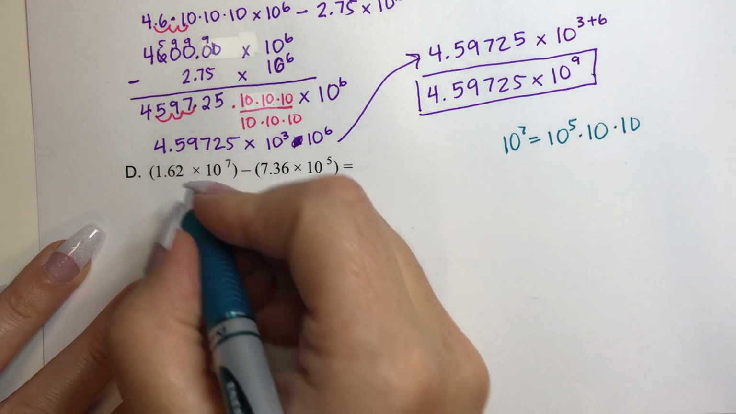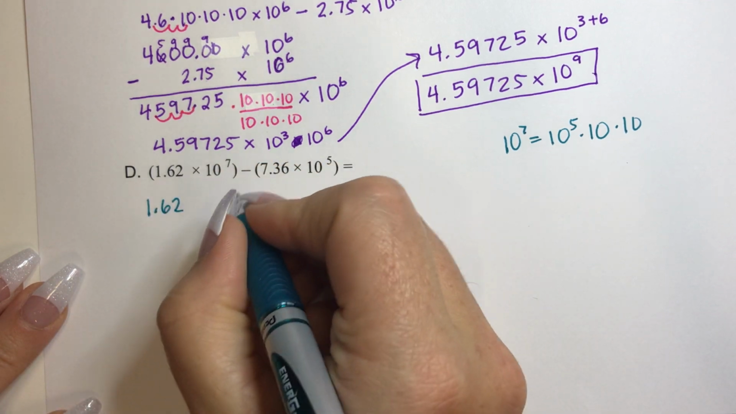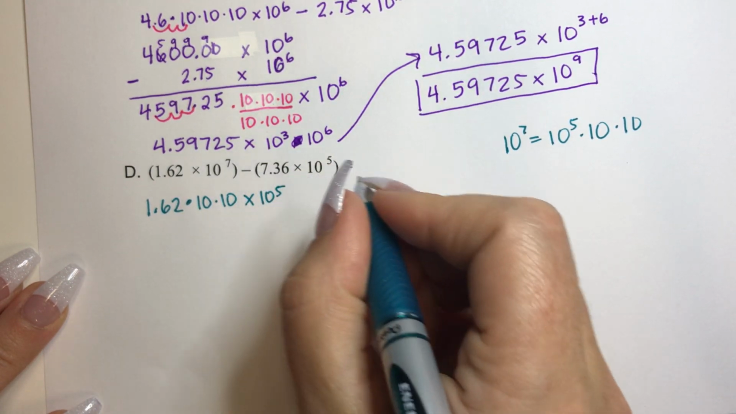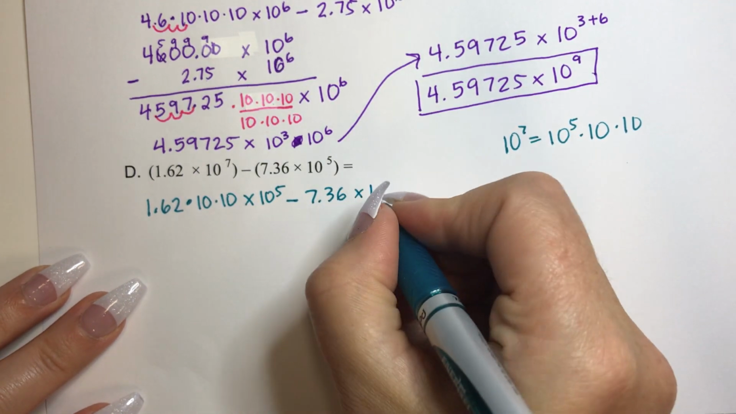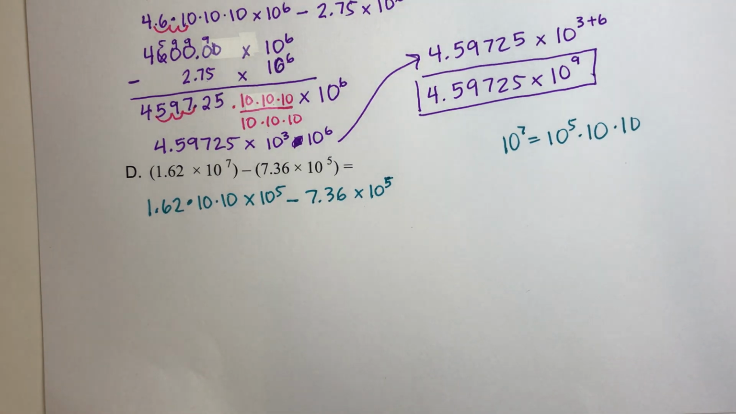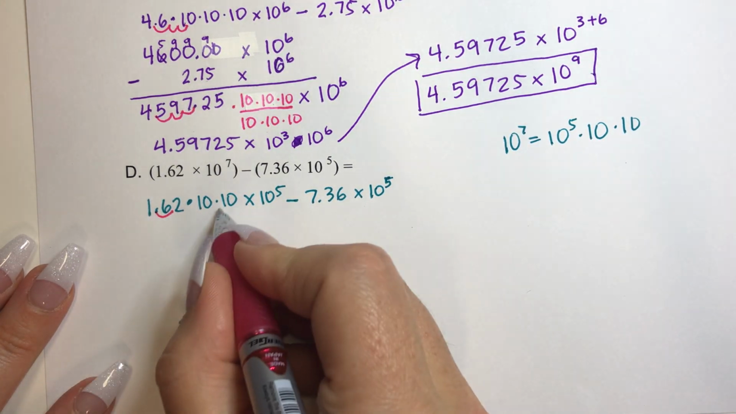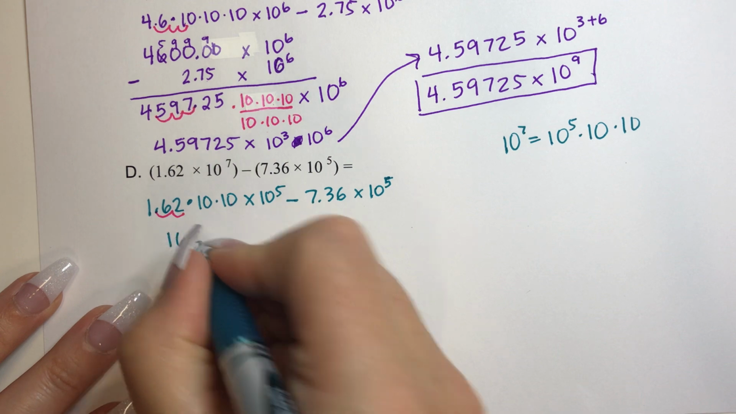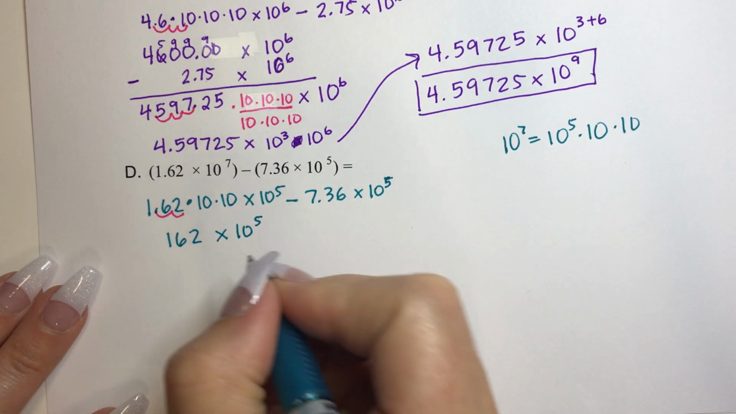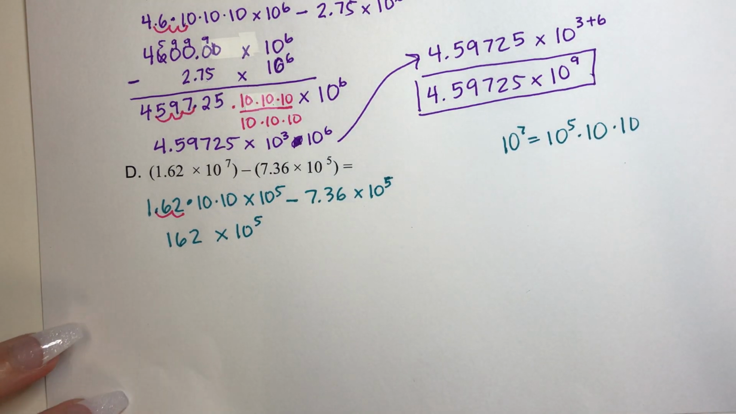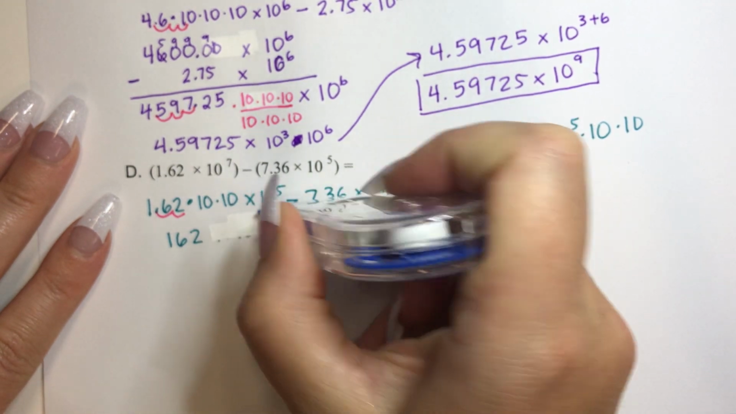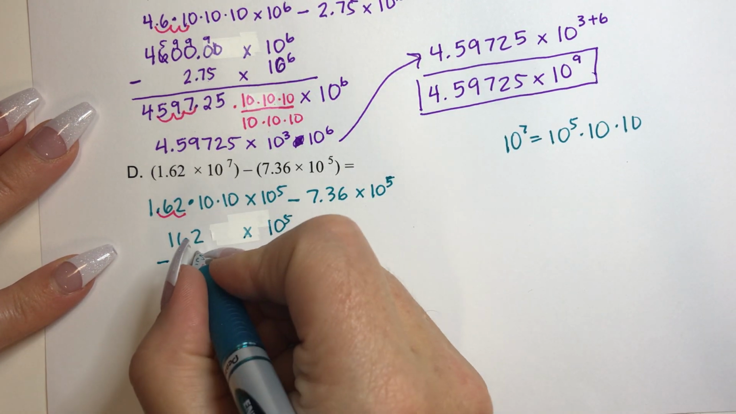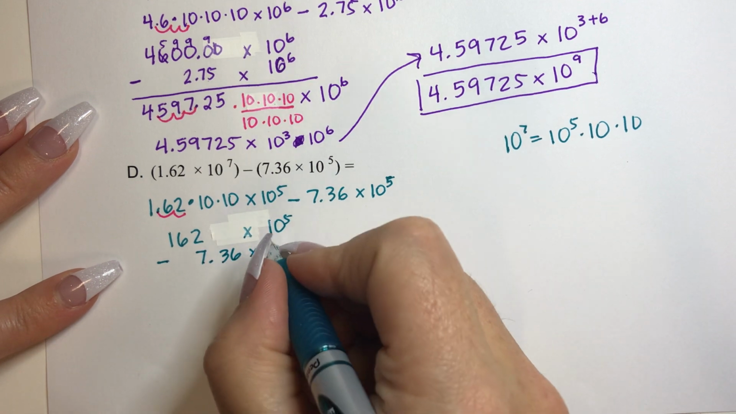Okay? So I'm going to rewrite this as 1.62 times those two 10s times 10 to the 5th minus 7.36 times 10 to the 5th. Now I'm going to multiply this by 10, so it's going to get 10 times bigger, and then multiply it by 10 again, it's going to get 10 times bigger. So I end up with 162 times 10 to the 5th minus, I did it again. Hold on, I need to give myself a little bit more space here. Okay, 162 times 10 to the 5th minus 7.36 times 10 to the 5th.